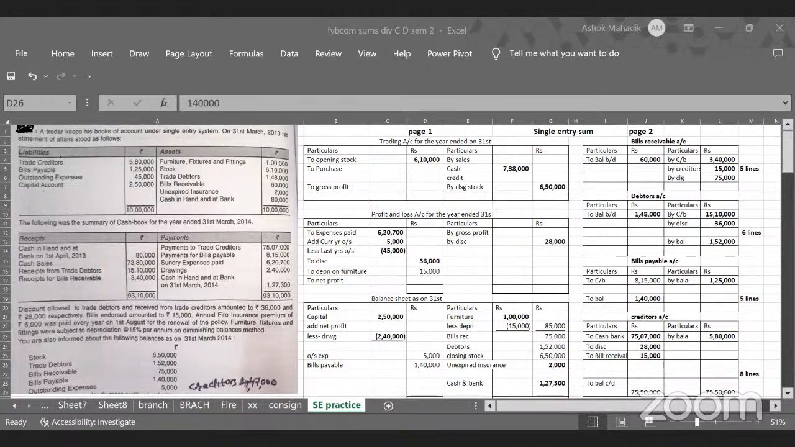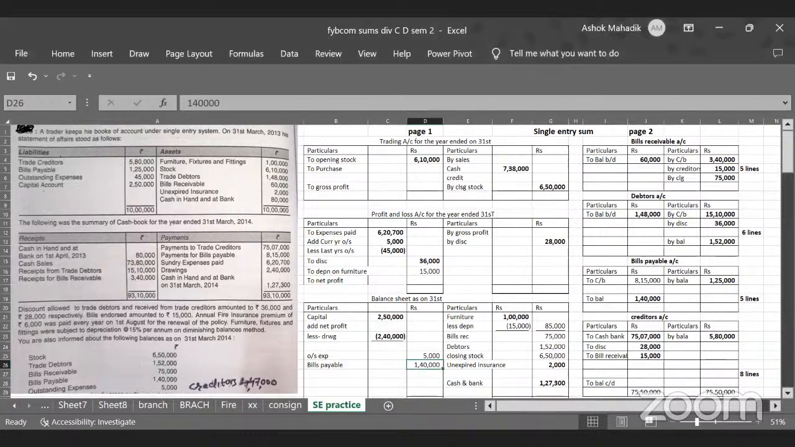Yes, student, I'll be solving one sum on consignment as well. After this, I'll show you branch accounts and then consignment. Don't worry. So let us start closing the accounts one by one.